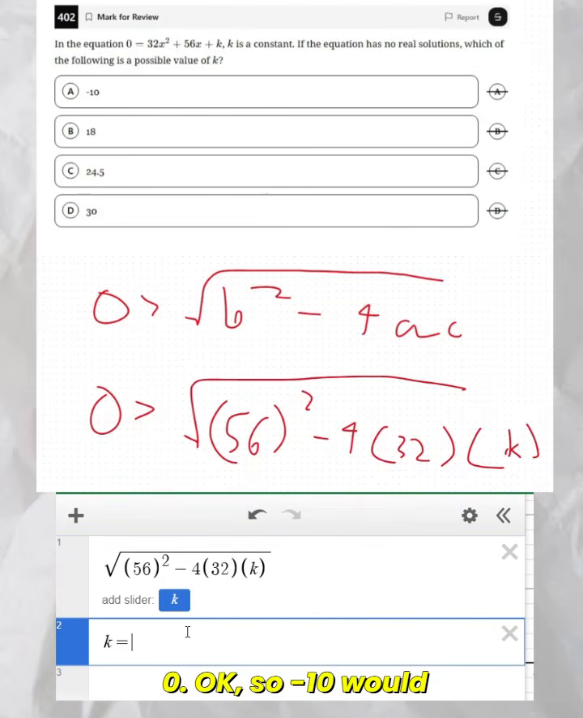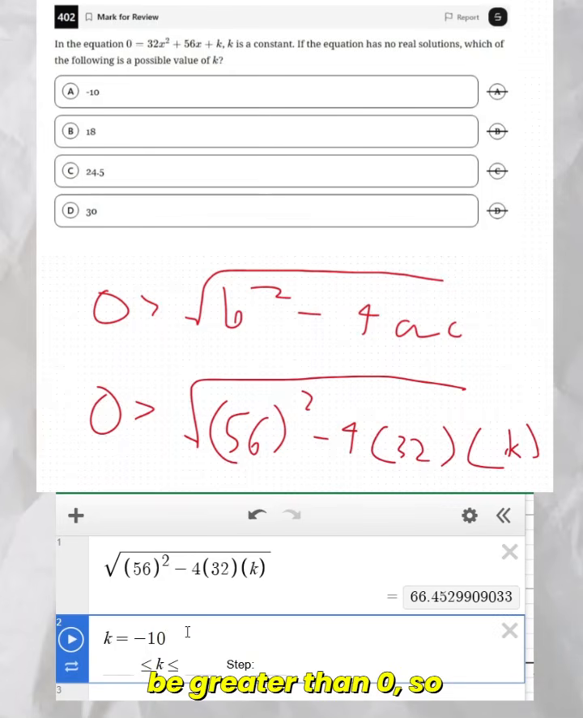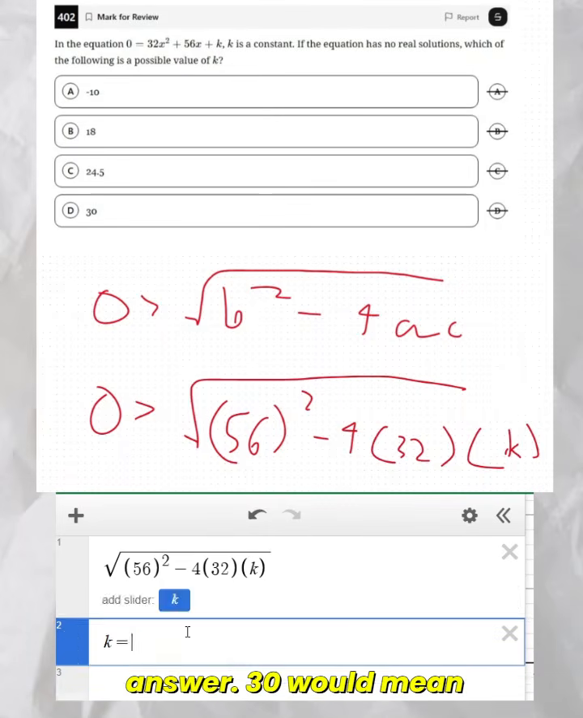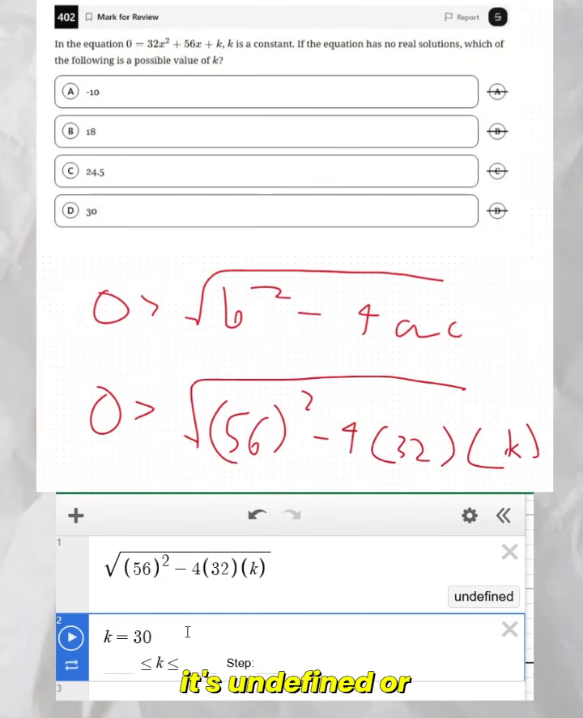Okay, so negative 10 would be greater than 0, so A wouldn't be a possible answer. 18 would also be greater than 0, so that wouldn't be a possible answer. 24.5 would be 0, but that would mean the equation would have one real solution, so that's not a possible answer. 30 would mean it's less than 0, so the answer would be D.